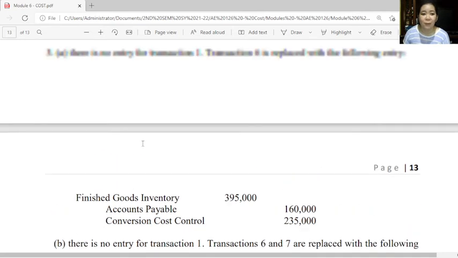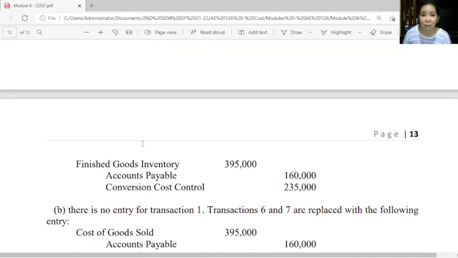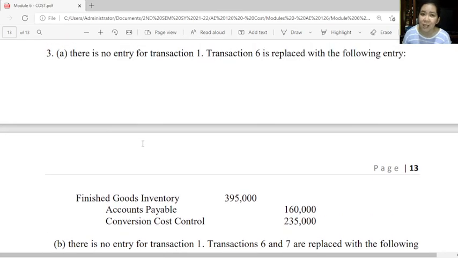If you notice, there is no entry for raw materials. We do not account for raw materials because that is not accounted for as a trigger point. So that is the problem in backflush accounting. As mentioned earlier, they do not account for materials if this variation is used.